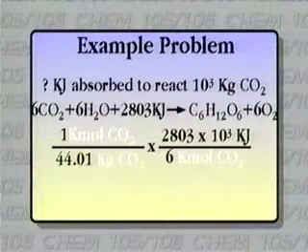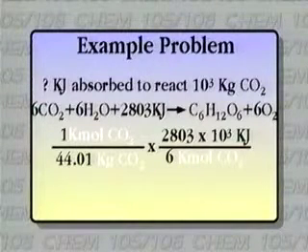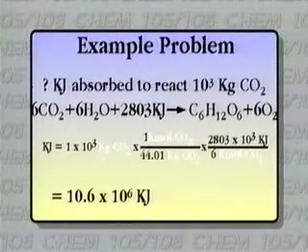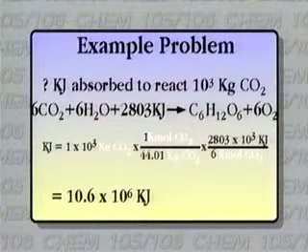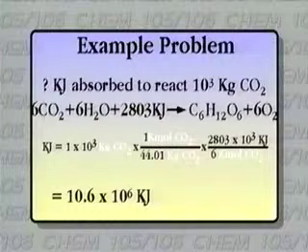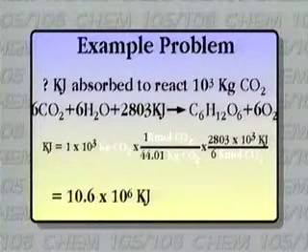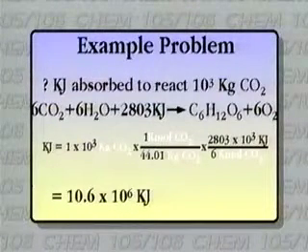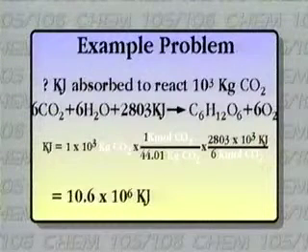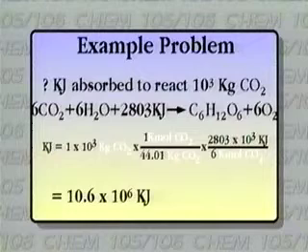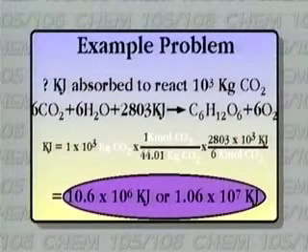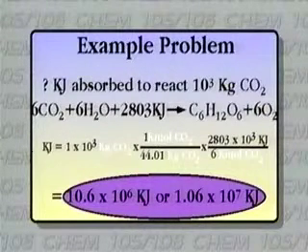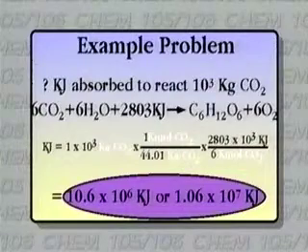All right, now we could work the problem out and obtain then the final answer. So we would have 2803 divided by 6 and divided by 44.01, and we get an answer of 110.6 times 10 to the 6th. I didn't do that, I'm just doing this part mentally. 10 to the third times 10 to the third kilojoules, or 1.06 times 10 to the 7 kilojoules of energy, writing it in scientific notation.